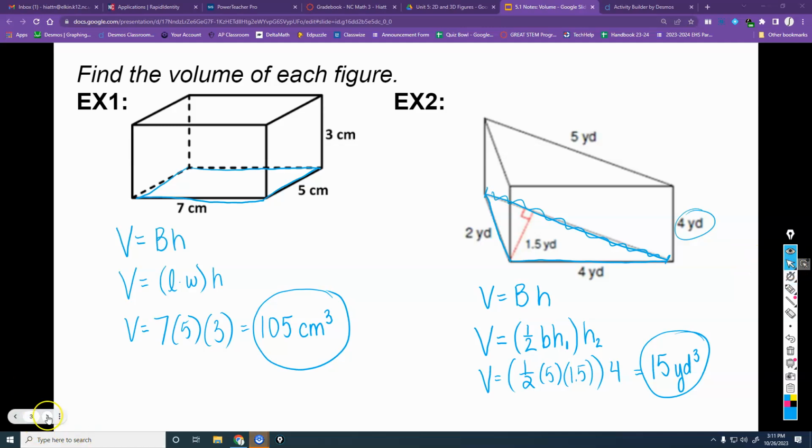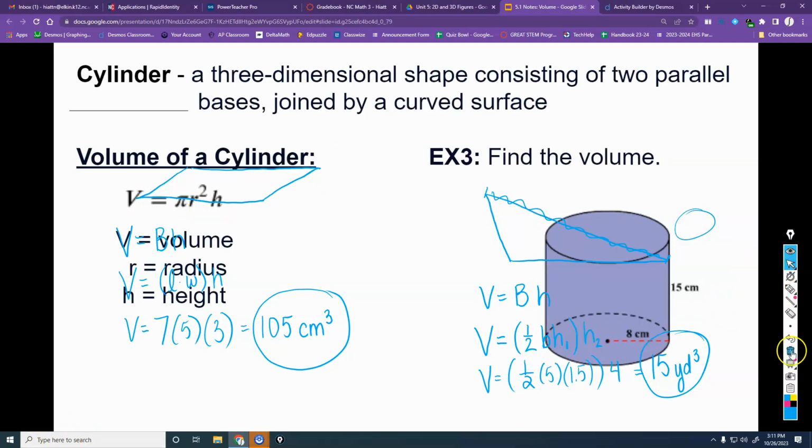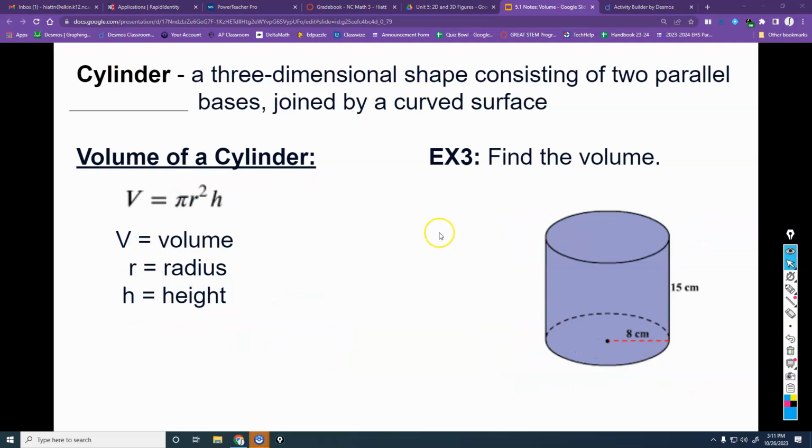So, moving on. A cylinder is basically the same as a prism when we're talking about the volume. A cylinder is a 3-dimensional shape consisting of 2 parallel circular bases joined by a curved surface. If we look at the volume, it's pi r squared times height. But if you look at this part of the formula, pi r squared, that's the area of a circle. So it's really still the area of the base times the height for these that we're looking at.